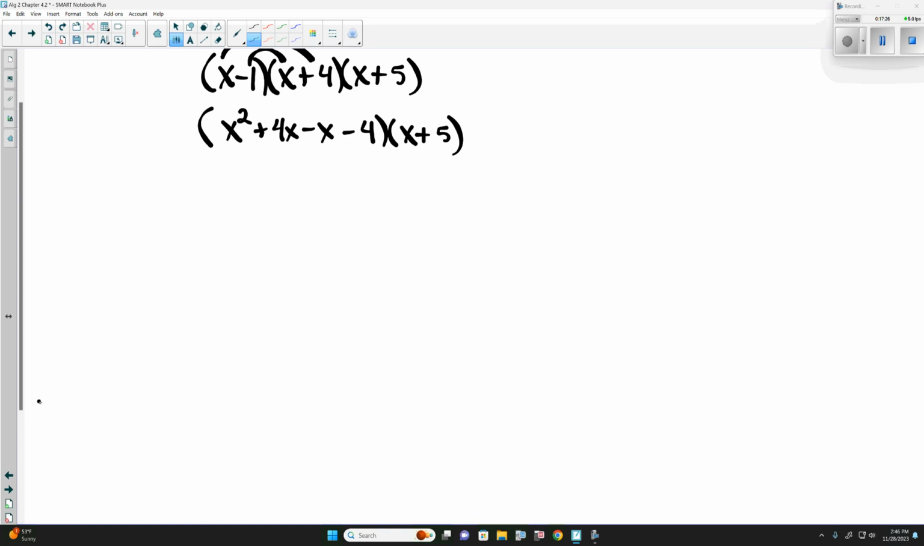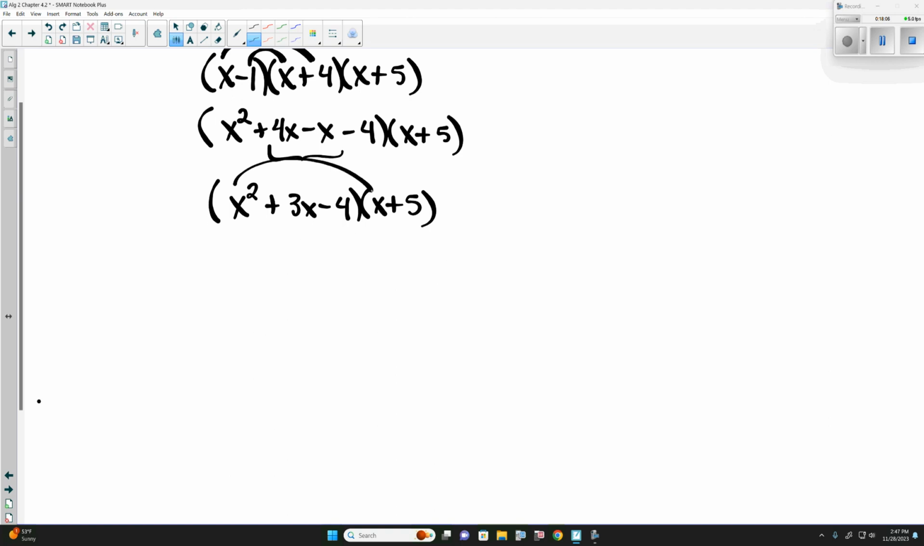Questions on any of this so far? Now at this point we could start multiplying, but I would highly suggest combining any like terms first before we do any multiplication, because our 4x minus x is positive 3x. We would still get the same final equation if we left it as 4x minus x. We would just have two more like terms that we'd have to work with.